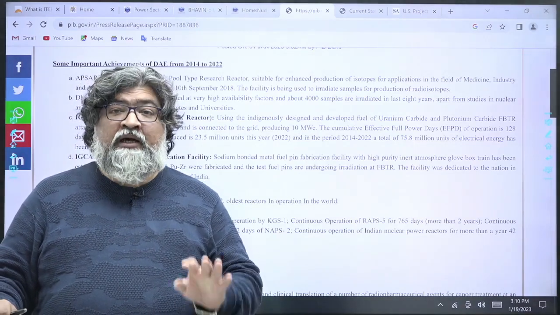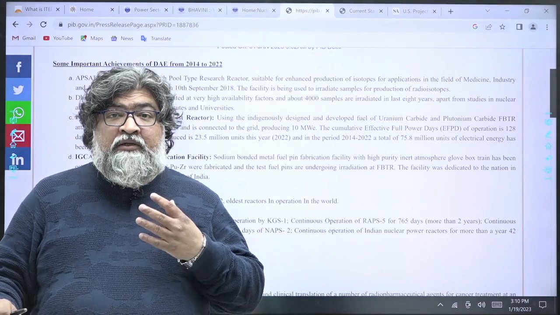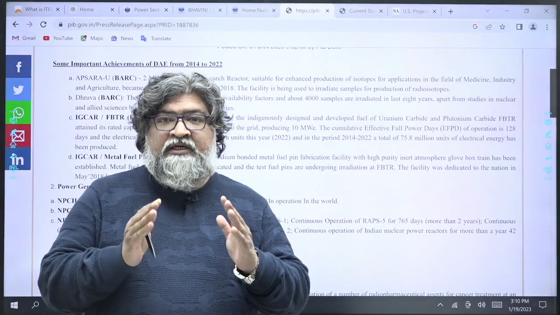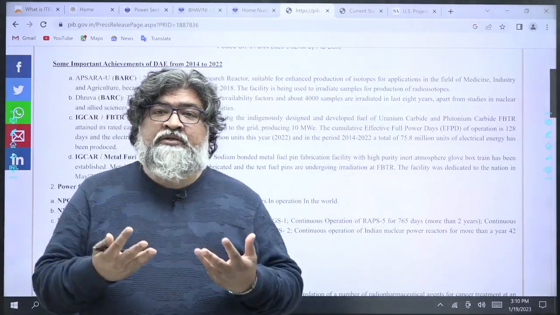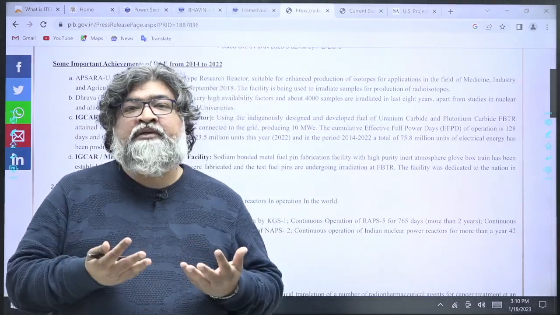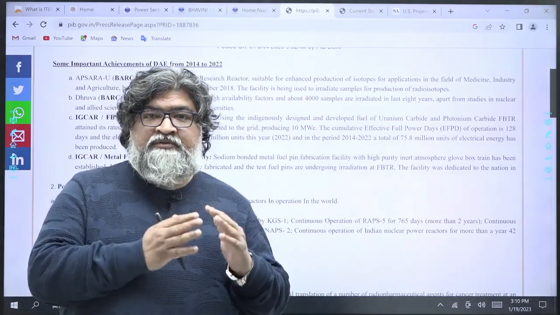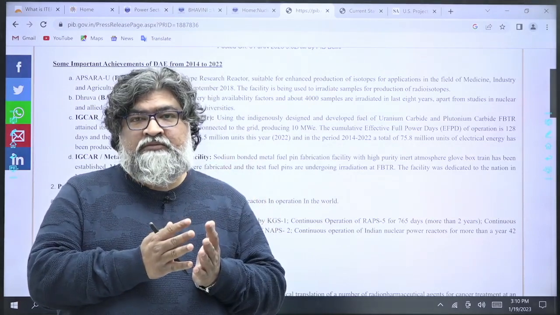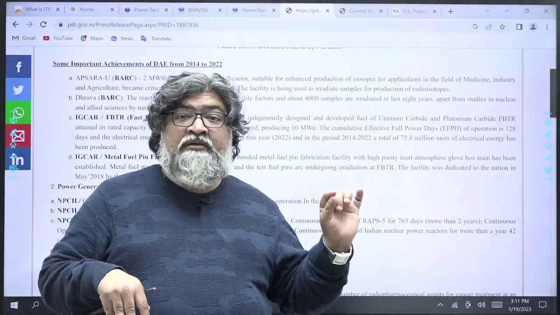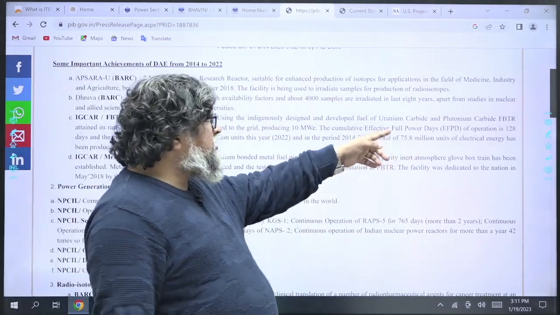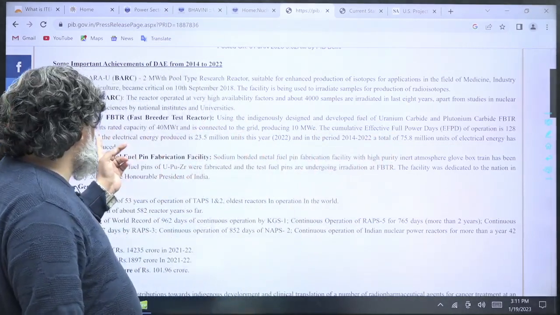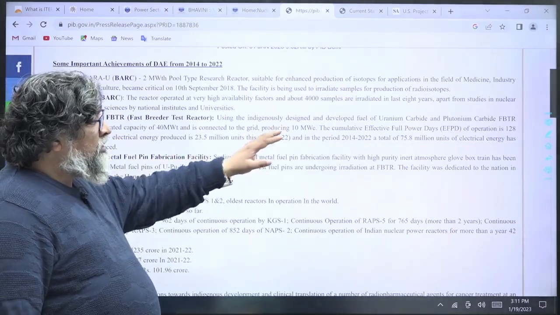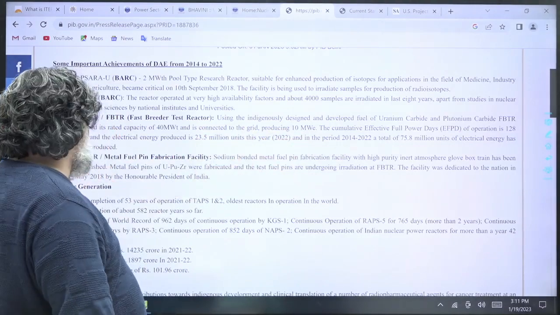Okay, I at least assume that you have covered this type of concept in the classroom program. My purpose in this kind of session is to give you the latest update, bring about the current aspect, but the basic concepts and understanding you cover in GS classes. So here uranium and plutonium carbide is given. A 440 megawatt kind of reactor has been developed there, and 10 megawatt production. Cumulative full power day of operation is 128 days.